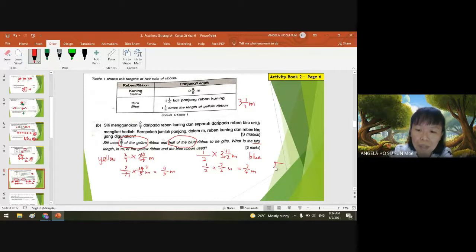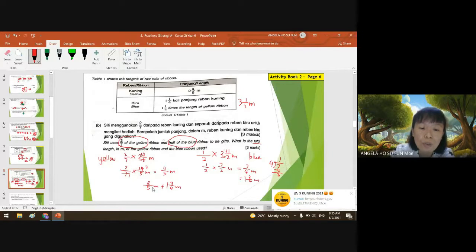You make it become a mixed number. 7 divided by 4. 4 times 1 is 4, remain 3. So you here will get 1 and 3 over 4 meter. So we got this already. They ask you total length you use. I use just now yellow ribbon 4 over 5 meter. I use the blue one 1 and 3 over 4 meter. So what is the total length of the yellow and the blue ribbon used? So I plus here 4 over 5 meter plus 1 and 3 over 4 meter.